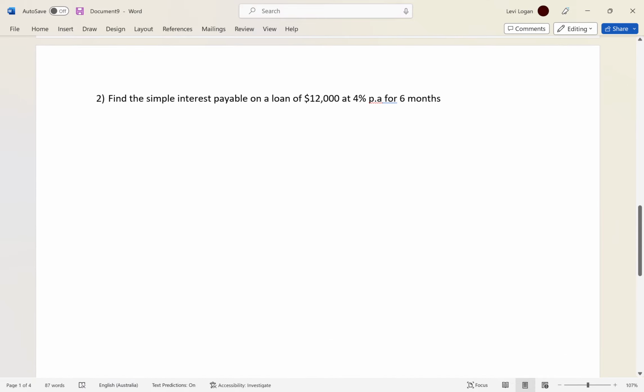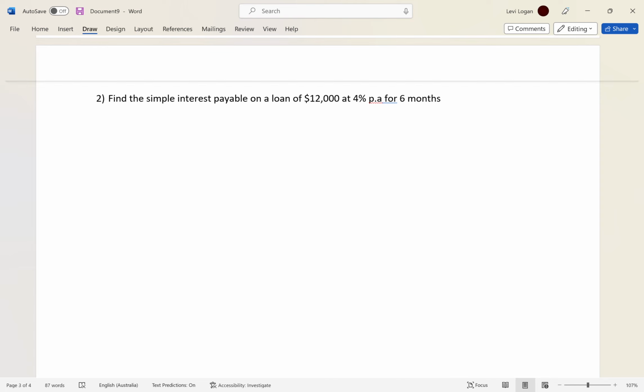Alright, find the simple interest payable on the loan of, oh no, not 1,200, $1,200 at 4% per annum for 6 months. Sorry, I don't know why I couldn't pronounce this number. Alright, if you want to have a go at this question, feel free to pause the video and have a go.